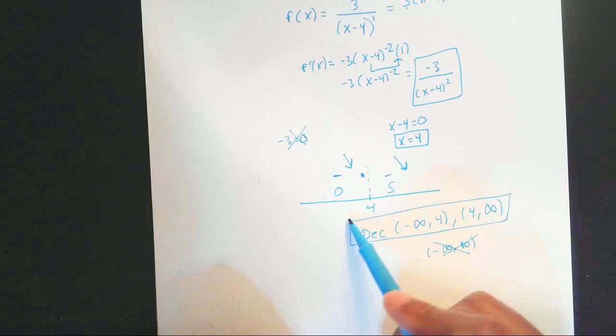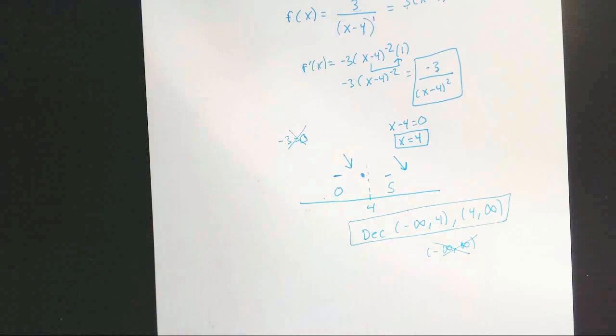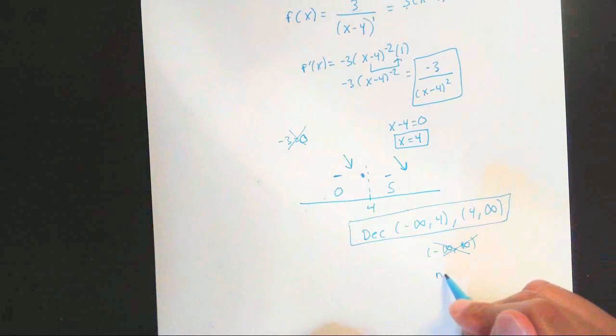Well, let's apply the first derivative test. Can we actually apply this? Remember, the first derivative test only works when it's increasing to decreasing or decreasing to increasing. So if we look at -infinity to 4, it's decreasing, and from 4 to infinity, it's decreasing. So there's no extremas, no max or mins.